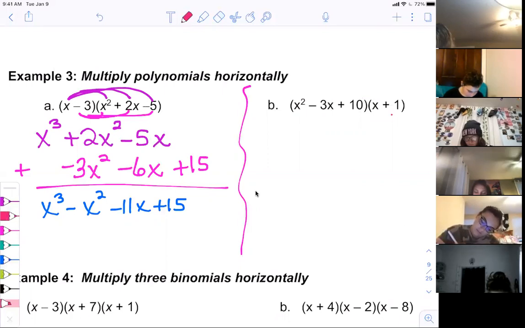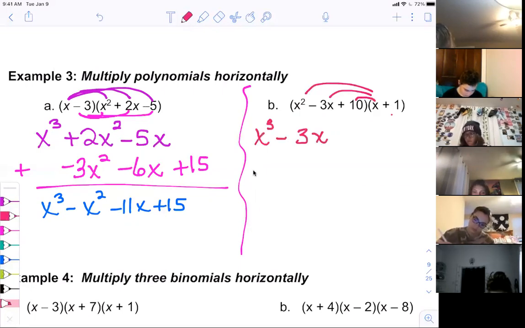Grace, how do you think you want to distribute this problem? I guess the backwards, so it'll be the same as the last one. Yeah, I think that's the way I'd prefer to do it. What do you get when you distribute x then, Grace? It'll be x cubed minus 3x plus 10. And that has a little x next to it. Oh, yeah. And then x squared minus 3x plus 10 for the second one. Yeah.